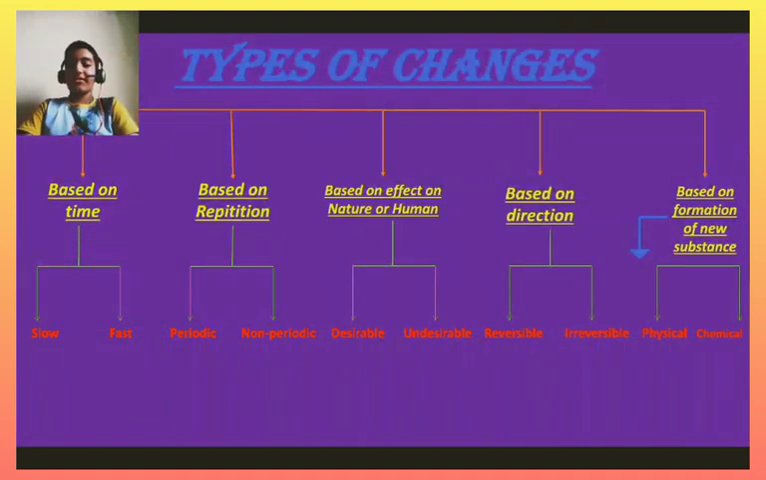Now what are these? Based on time, they can be slow changes or fast changes. Based on repetition, they can be periodic changes or non-periodic changes. Based on effect of nature or human, it can be desirable or undesirable changes. Based on direction, one can be reversed, one cannot be reversed: reversible and irreversible. And based on the formation of new substance, that is physical changes and chemical changes. Mostly we are going to talk about physical and chemical changes in the video. But let me tell you a few of the examples here now.